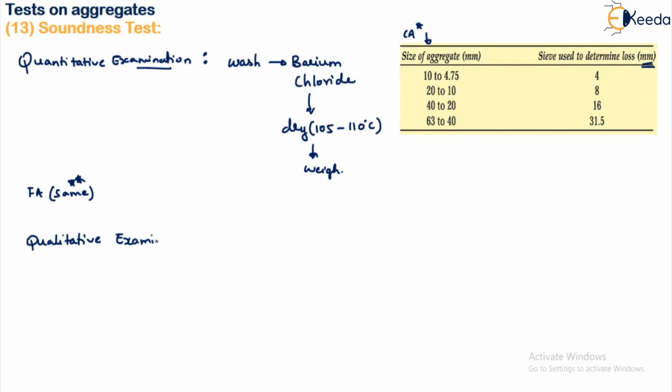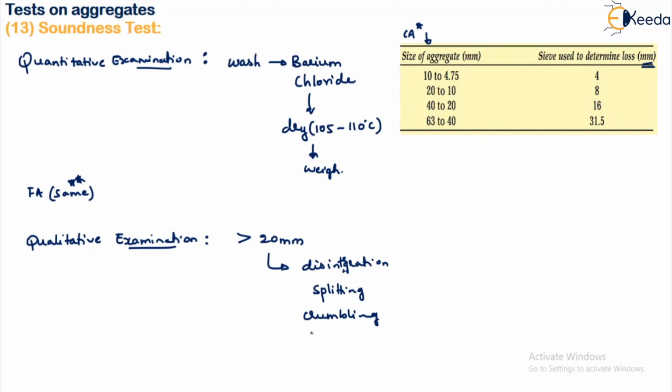Right, then if we want to go for a qualitative examination, what we will do is, fractions of samples which are coarser than 20 are examined by immersing as well as completing the test. So we will observe and see that there is no disintegration, splitting, crumbling, cracking, flaking of aggregates.